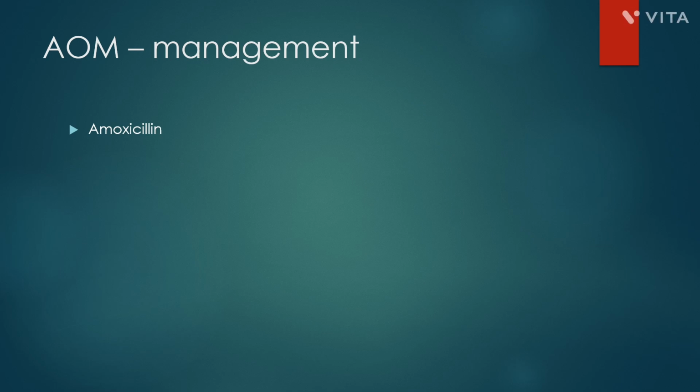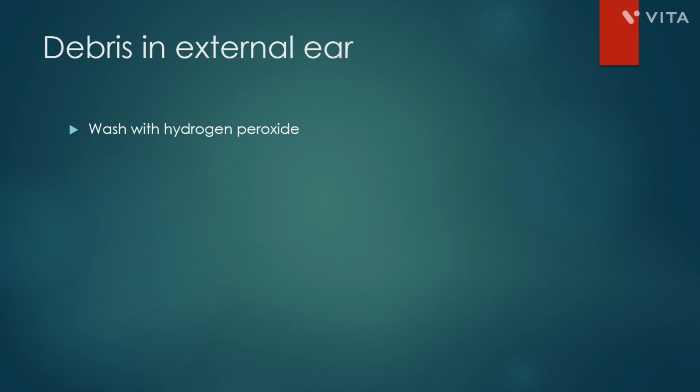Again, acute otitis media, what is the management? It is amoxicillin. So they mentioned there is bulging of the tympanic membrane, so it is acute otitis media, and you give amoxicillin. Now, another patient who is a young boy with debris in external ear, there are no systemic symptoms, no fever, so it's not otitis externa. So for debris, you can wash with hydrogen peroxide.